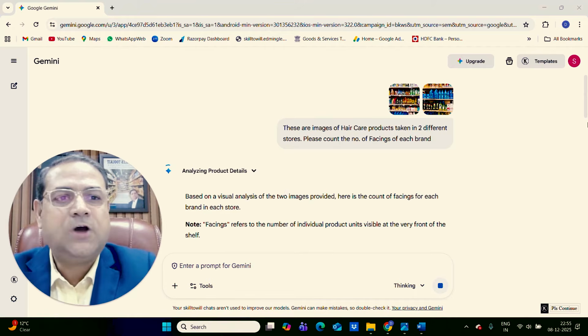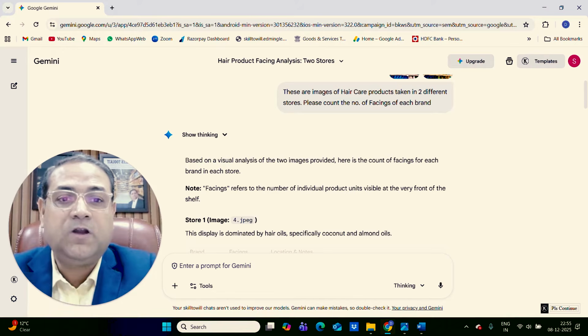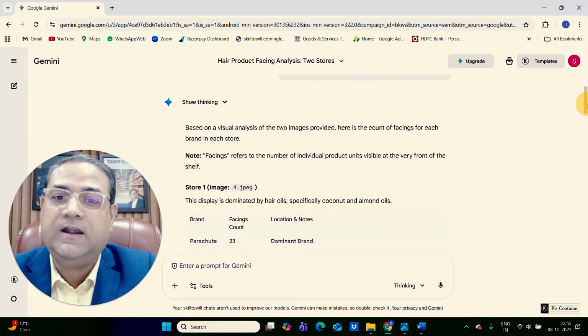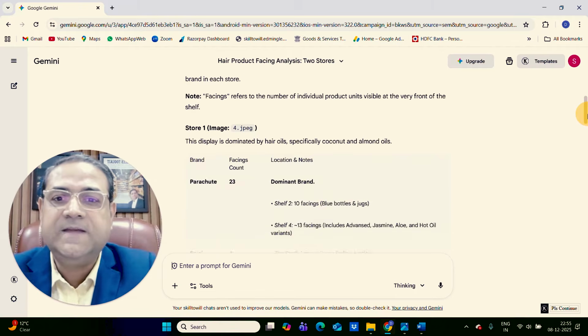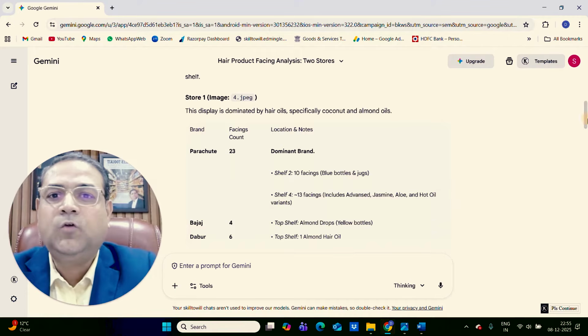Okay, it has already started to come up with some information. Yes, based on the visual analysis of 2 images provided, here is the count of facings for each brand in each store. Facing refers to the number of individual product units visible at the very front of the shelf. So it has already defined what a facing is, and now you see it has given brand-wise counts. So this is store number 1. It has given the image reference store number 1.